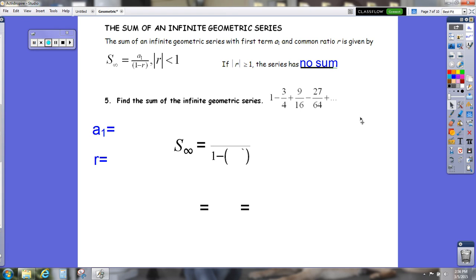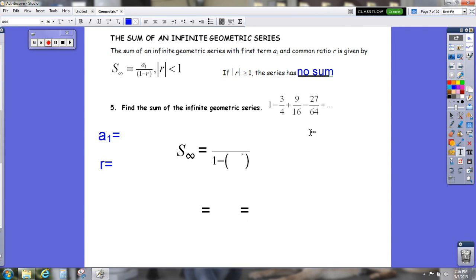All right, so here, what do we need? We need the first term, and we need the ratio. Okay, so our first term, well, that's an easy one. Our first term is 1. All right, how about the ratio? We've got negative 3 fourths divided by 1. So that means our ratio is going to be negative 3 fourths. All right, let's check our condition. Absolute value of negative 3 fourths is positive 3 fourths, and that's less than 1.